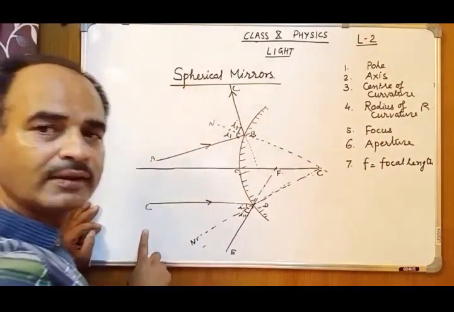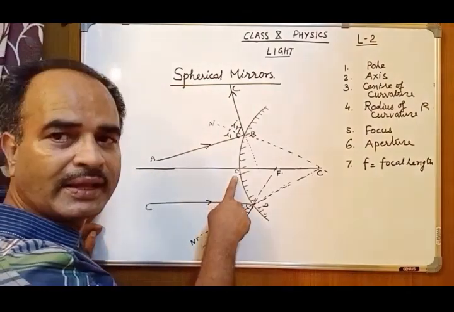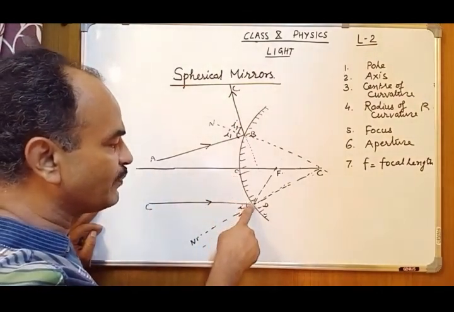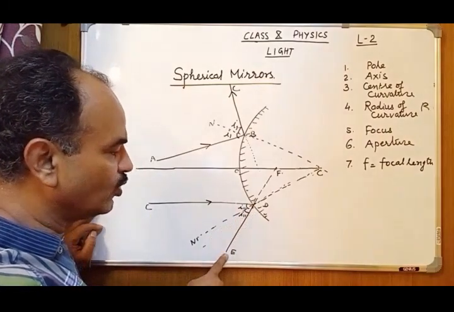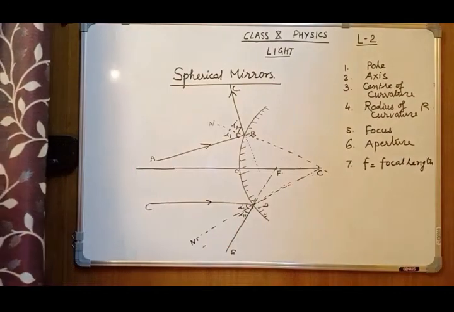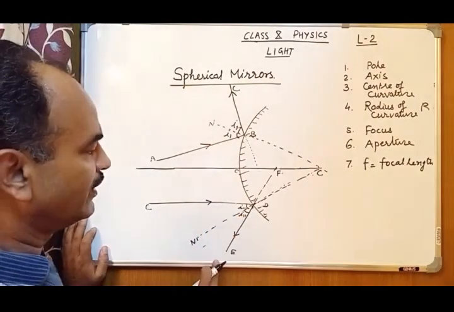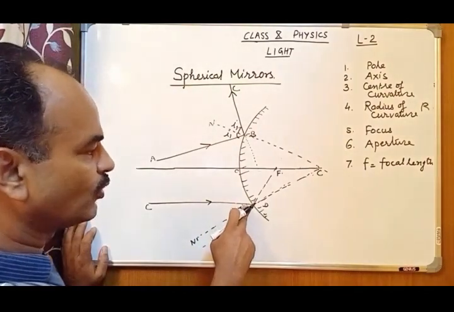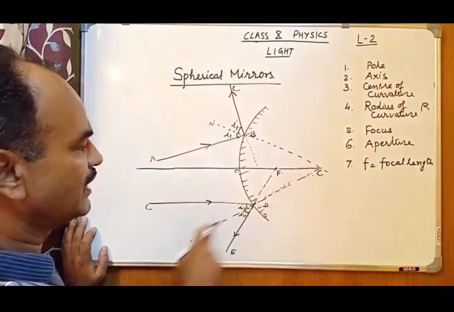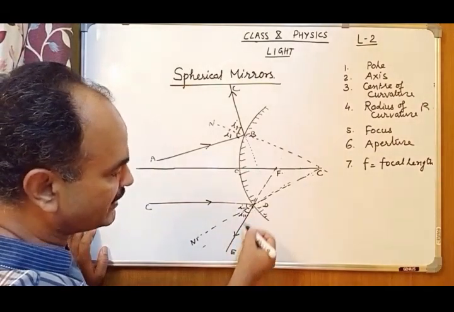Similarly, if a ray CD is coming parallel to the optical axis or principal axis, after reflection it will go in the direction DE. Am I clear? Yes, this will go in this direction DE, and of course it will follow the law of reflection. If this angle is I2, this will also be I2. CS is the normal at point D. So this will go in the direction DE.